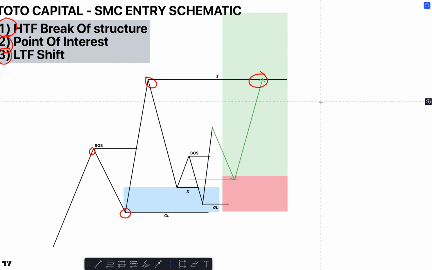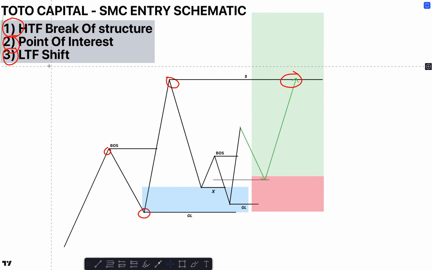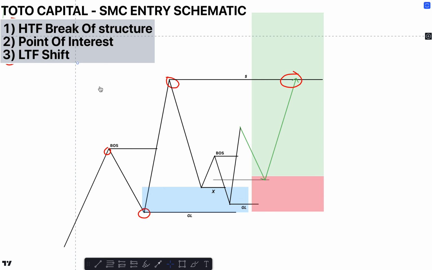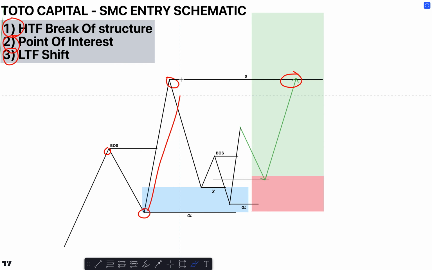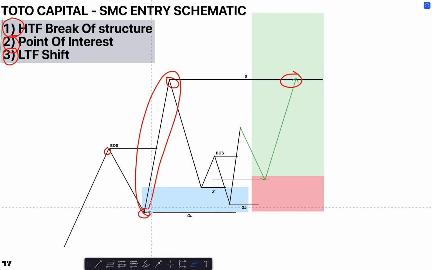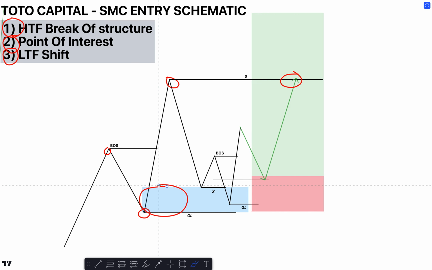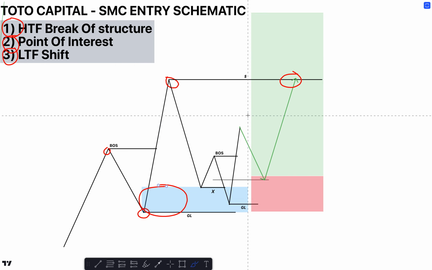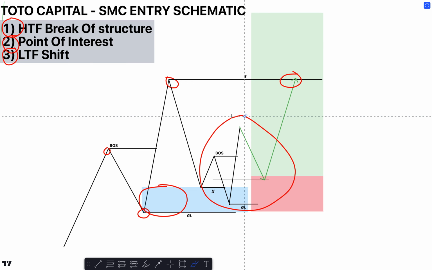Okay, so just to summarize our entry schematic here, number 1 is our higher time frame break of structure. That's this here. So we broke structure here to the upside. That's our higher time frame break of structure. Number 2 is our point of interest. That's this area here, our extreme supply, and this will be our order block. And then number 3 is our lower time frame shift. That's this here, lower time frame shift.